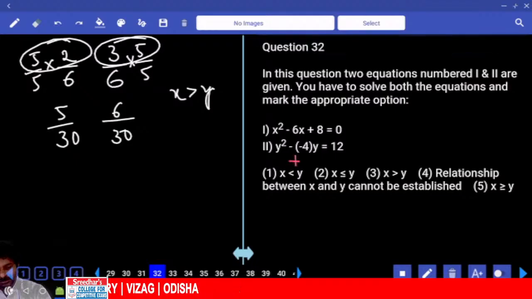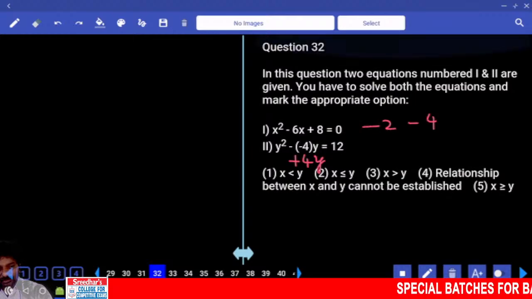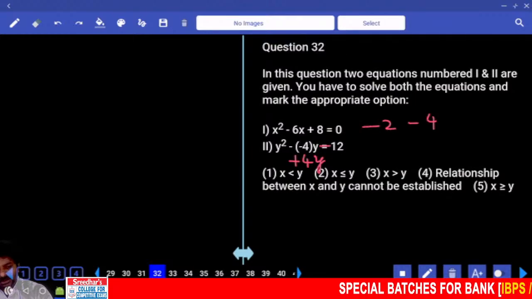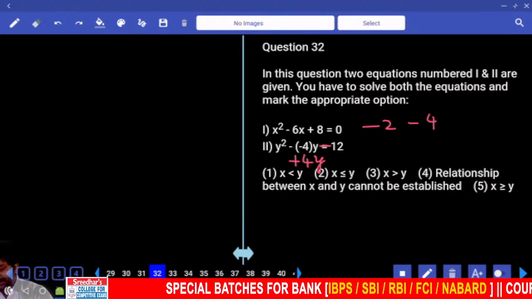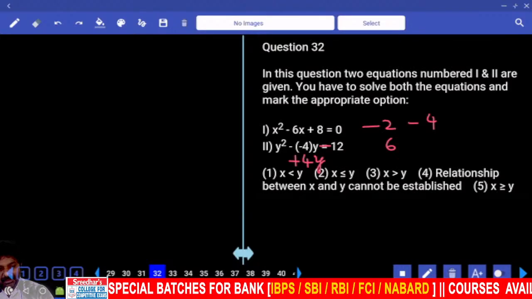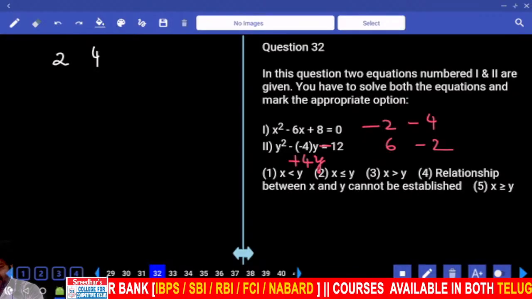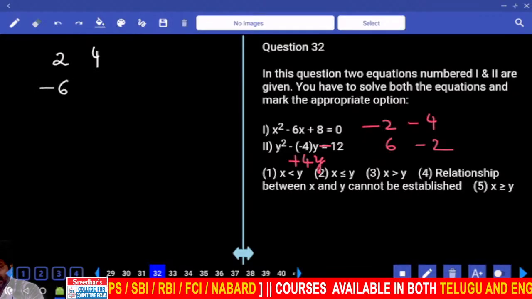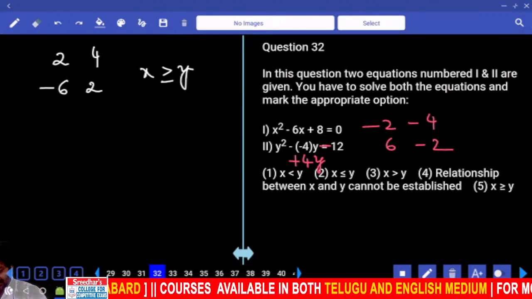Be careful, this is plus 4y. Correct? First one combination minus 2, minus 4. 12 comes to the left hand side, it becomes minus 12 equal to 0. Product is minus 12. Sum is plus 4. 6 comma minus 2. Then factors are 2 comma 4, minus 6 comma 2. X is greater than or equal to y.